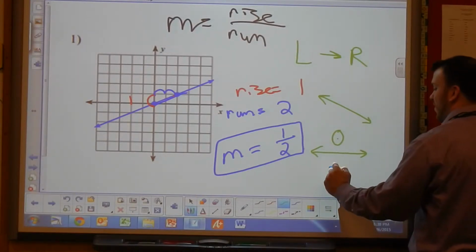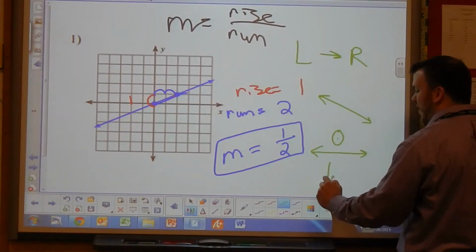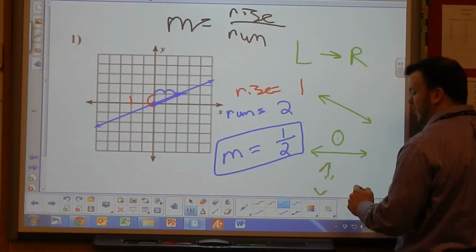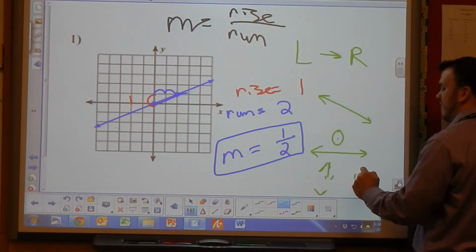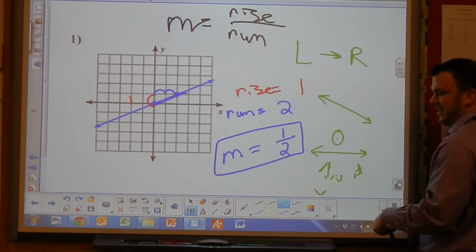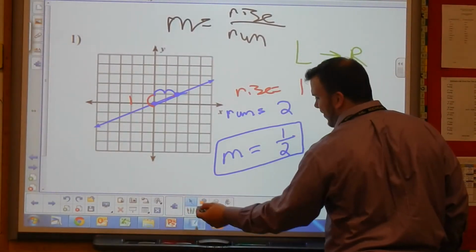And if you ever deal with a vertical line, oh nice, our new smartboard doesn't want to work either. It is undefined. Great, we'll figure this out eventually.